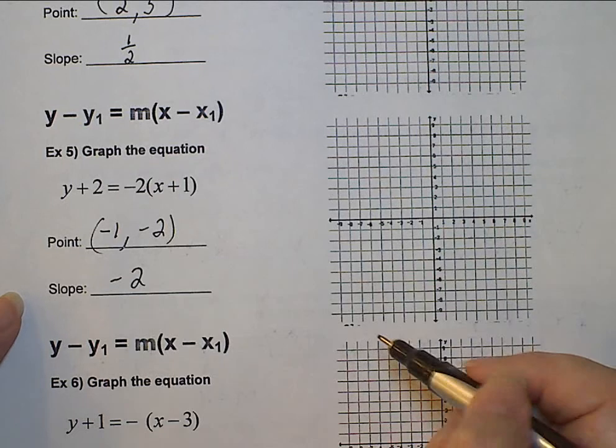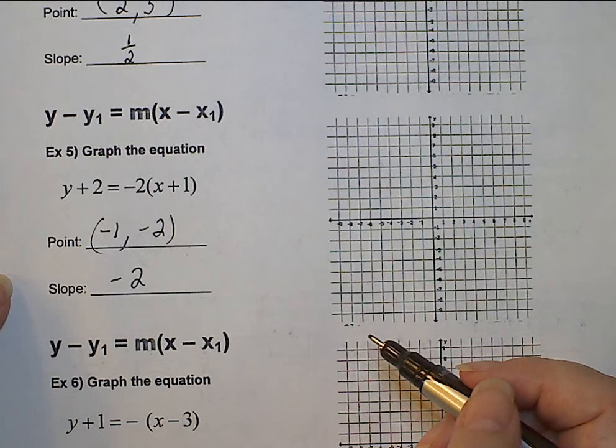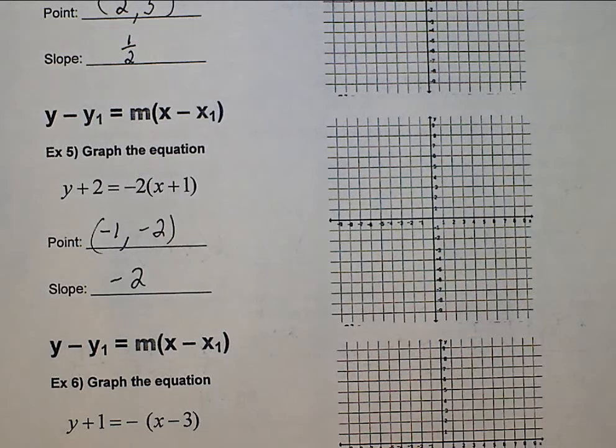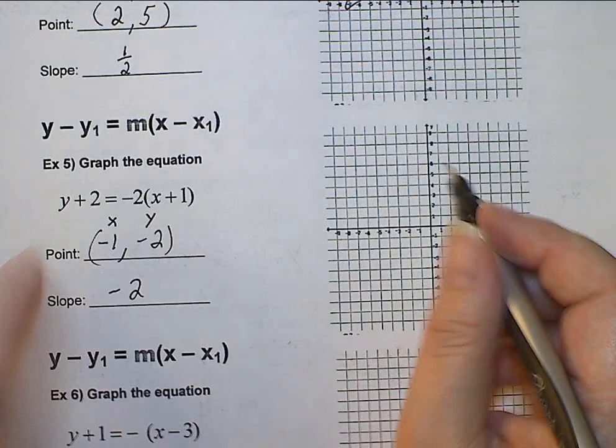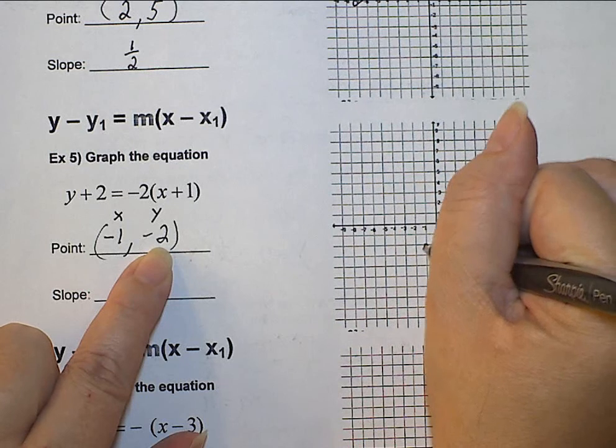Alright. Question about the point or slope? Yes. How come this time you put the x before the y? So we go -1, -2. So -1, -2. Plot a point.